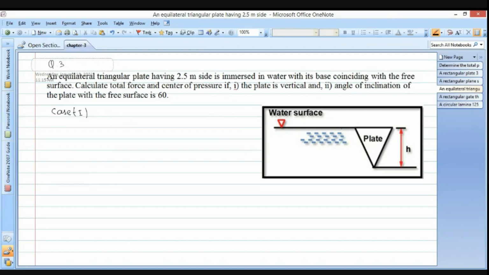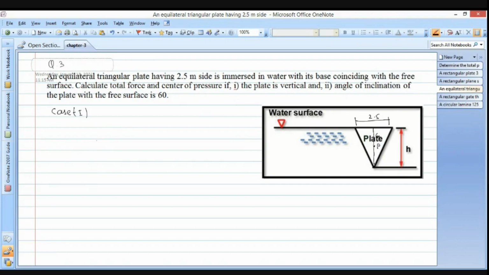So it is like that. The equilateral triangle is there, and every side is 2.5 meter, and we need to look at the center of gravity as well as the center of pressure. This is the center of pressure, this is the center of gravity.